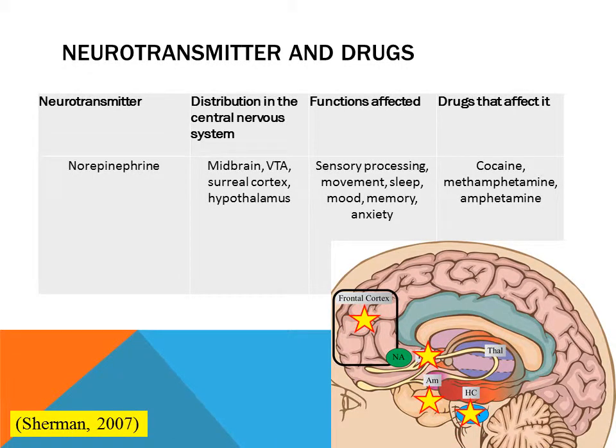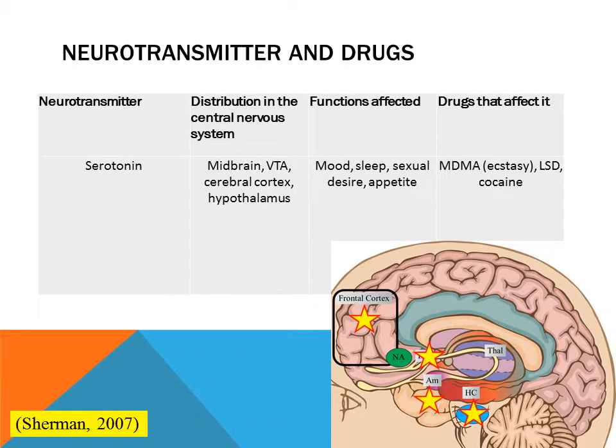Here we have norepinephrine. It's found in the midbrain, the VTA, cerebral cortex, and the hypothalamus. It's involved with sensory processing, movement, sleep, mood, memory, and anxiety. Drugs that affect norepinephrine are cocaine, methamphetamine, and amphetamines. And lastly, serotonin. Serotonin is found in the midbrain, the VTA, cerebral cortex, hypothalamus. It affects mood, sleep, sexual desire, and appetite. MDMA or ecstasy or Molly, LSD, and cocaine all affect serotonin.